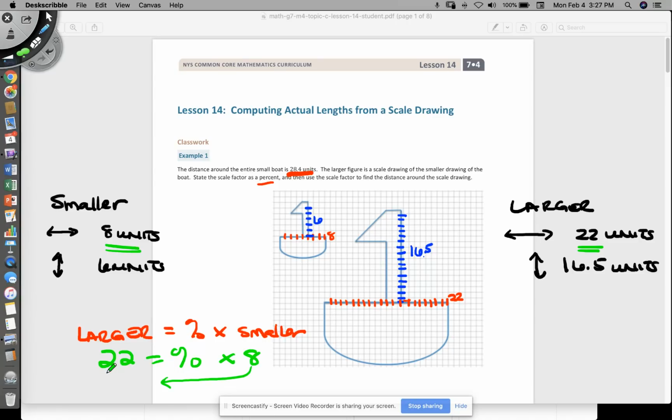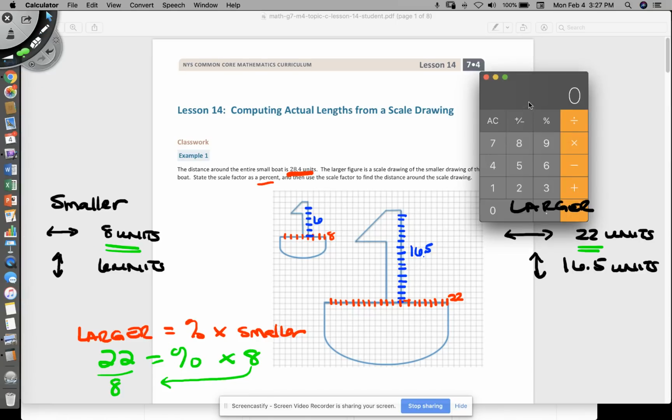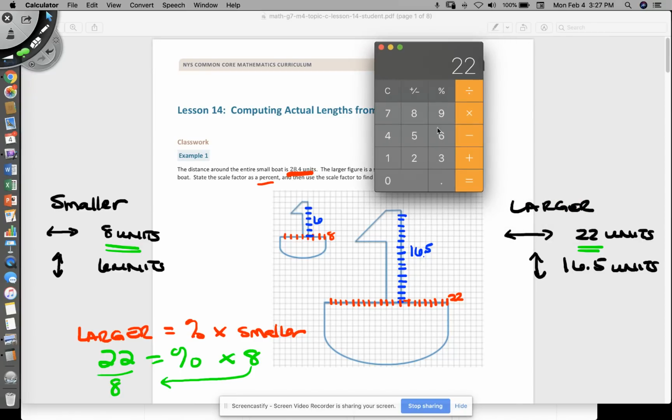Since you don't know probably, because it's not going to be a perfect, nice, lovely answer, we're going to divide that out. And you're going to grab your calculator. And we're going to say 22 divided by 8. And I get 2.75. So 2.75, but I need this to be a percent, so I move my decimal 2 places to the right, and I get 275%. So this is an increased image of 275%.